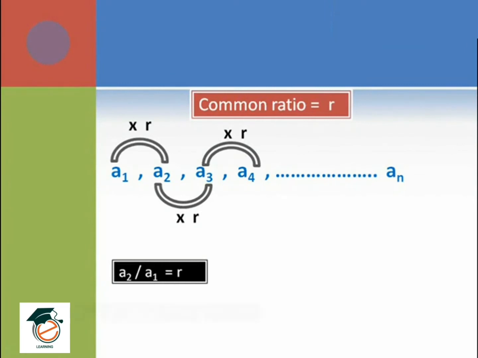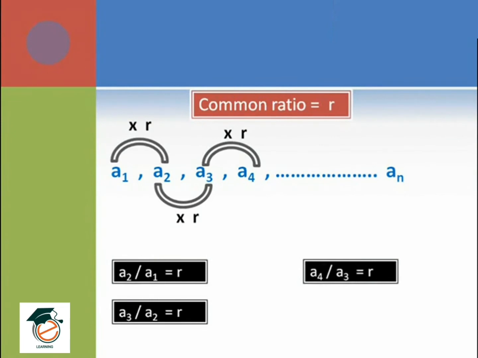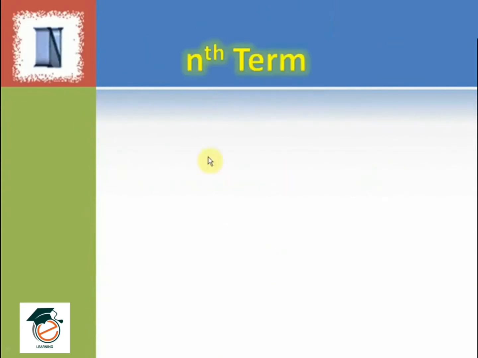So A2 by A1 equals R, A3 by A2 equals R, A4 by A3 equals R, and so we can say that AN by A(n minus 1) is equal to R. And so this is the pattern that a geometric progression follows. We have a common ratio over here. Now for a GP, let's try to see the formula to calculate the nth term.